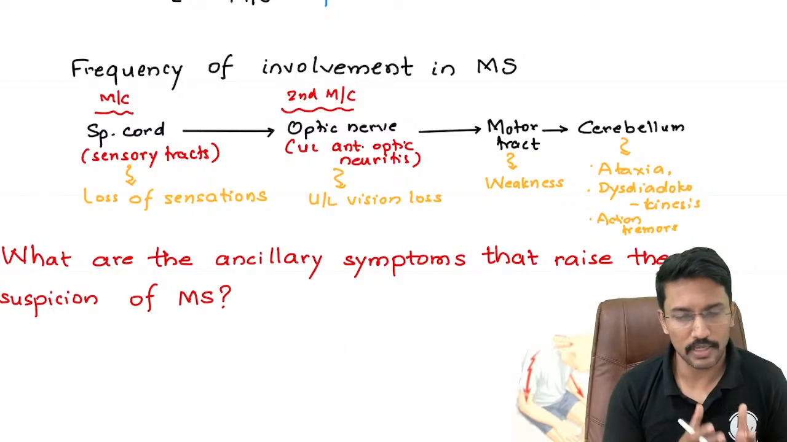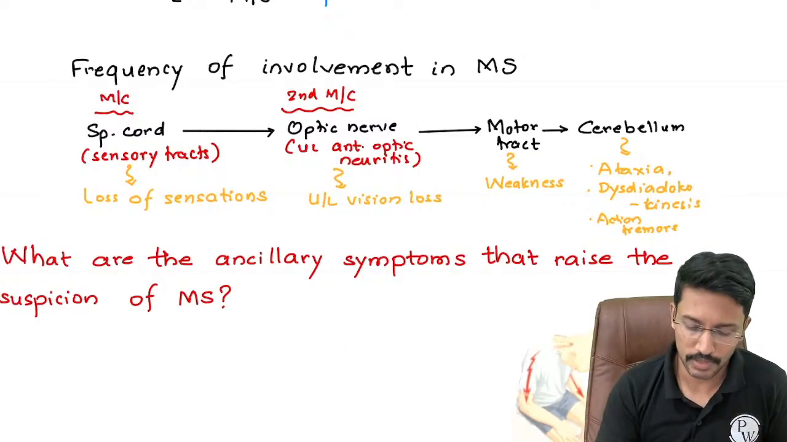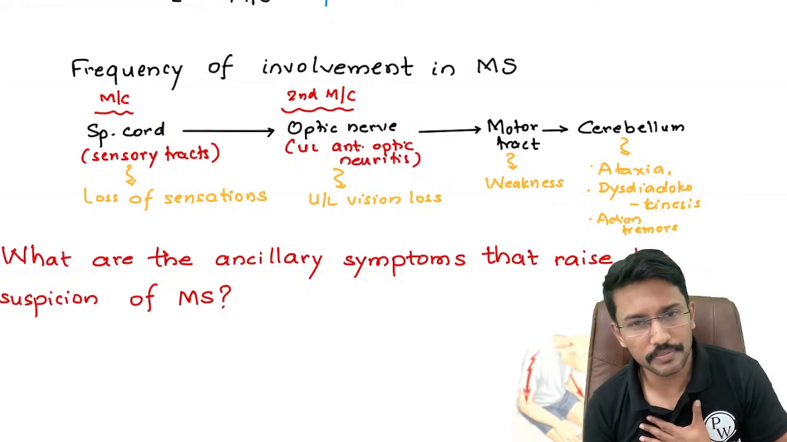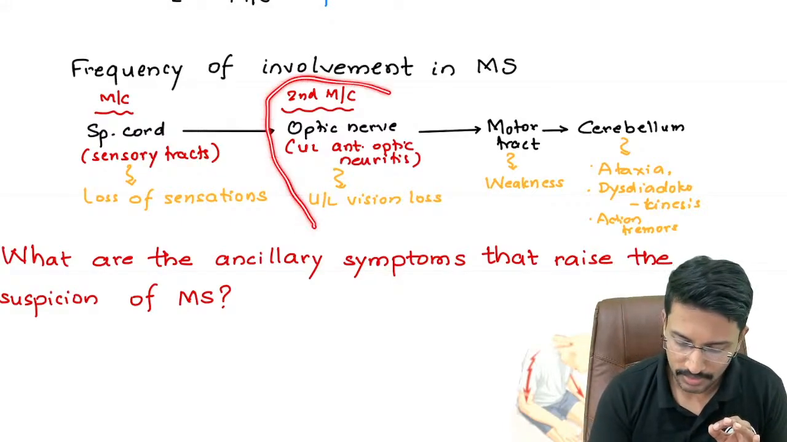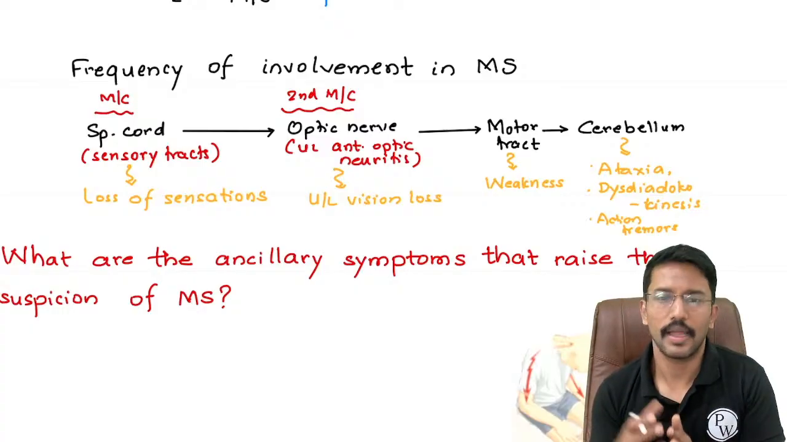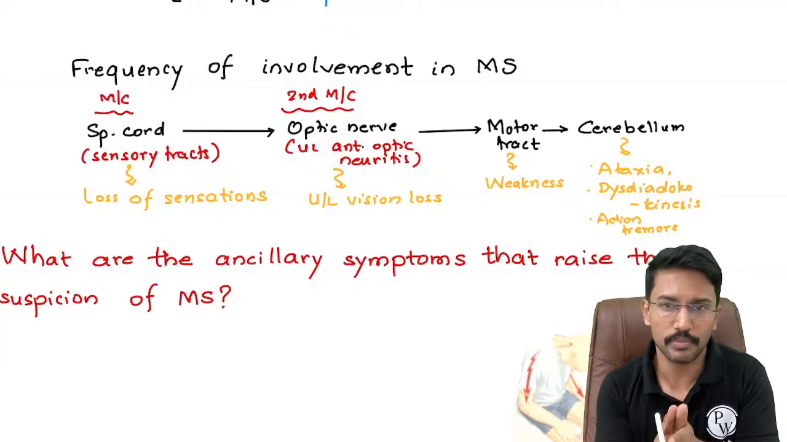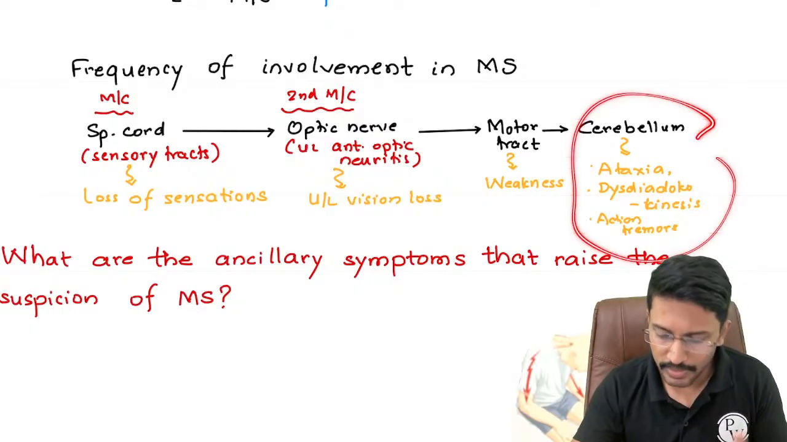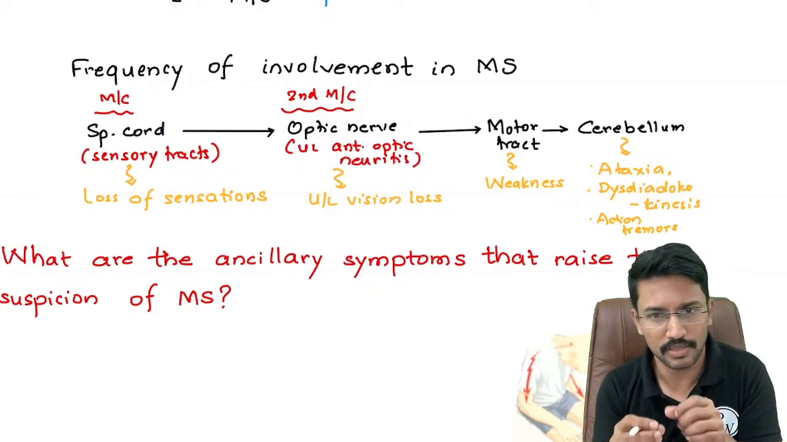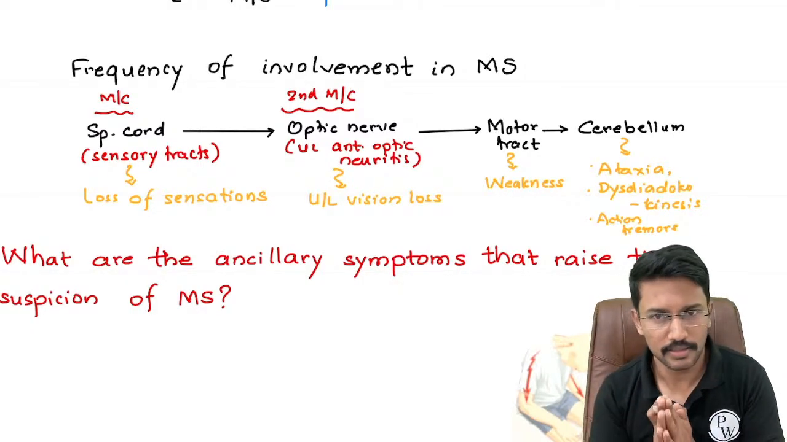Let us say there is one individual who is going through demyelination of the optic nerve. Then what symptom is he presenting with? He will have unilateral vision loss, either right or left eye, he would have lost the vision. I have another patient right now, he is going through demyelination of the cerebellum. So he might have presented with ataxia, dysdiadochokinesis, action tremor, and other symptoms, right?